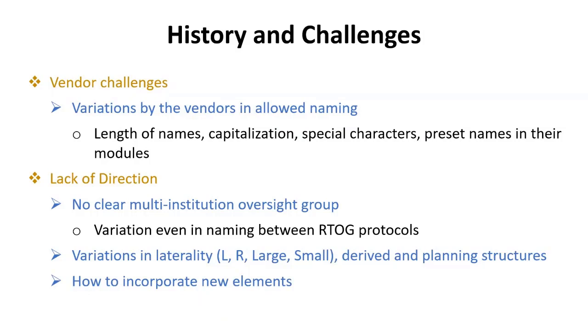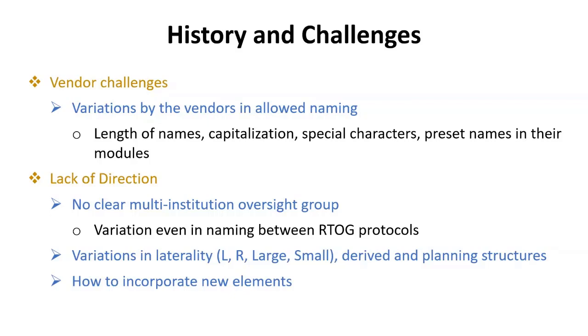Capitalization. In some systems, it's not allowed. If you are using a Linux-based or Unix-based system, it's case sensitive. So if you use capital C, it's different from small c. So you have to make sure about this. Special types of characters. Preset names in their modules. Lack of direction: no clear multi-institution oversight group, and variation even in naming between RTOG protocols.